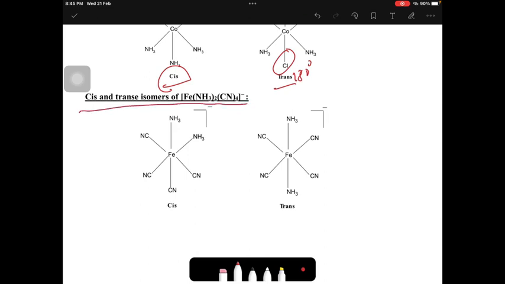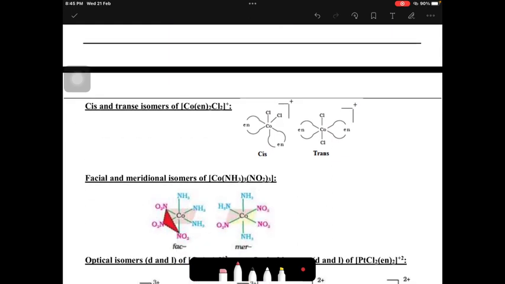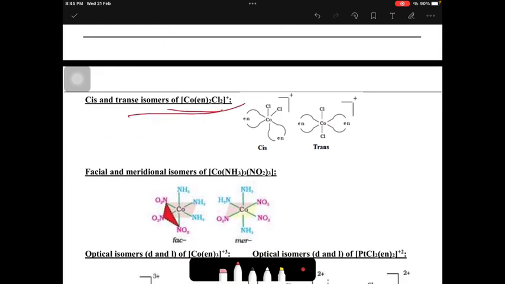Cis and trans isomerism in [Fe(NH3)2Cl4]. Here also it is the same: similar groups adjacent to each other, cis; similar groups opposite to each other, trans. Cis and trans isomerism in [Co(en)2Cl2]: similar groups adjacent, cis; opposite, trans.